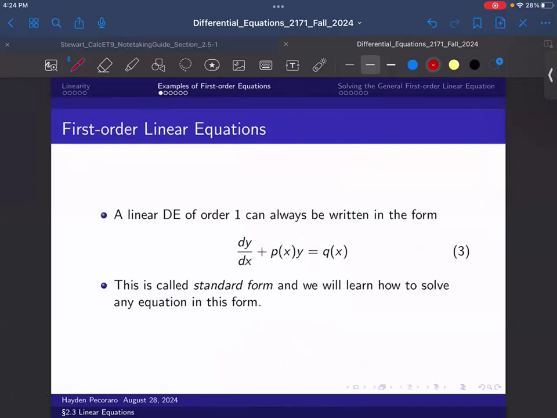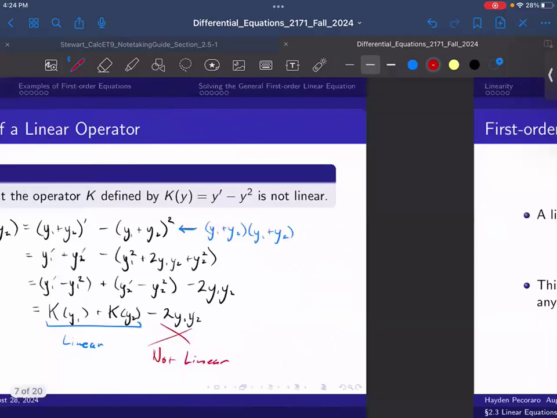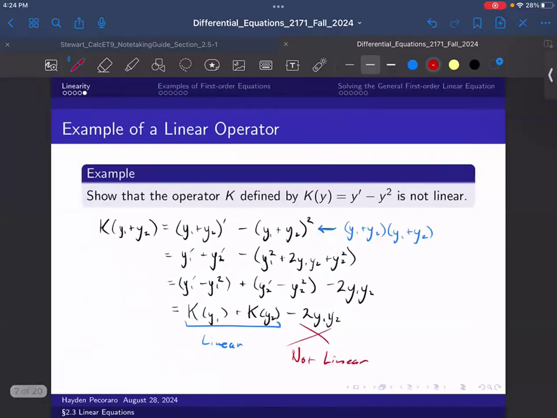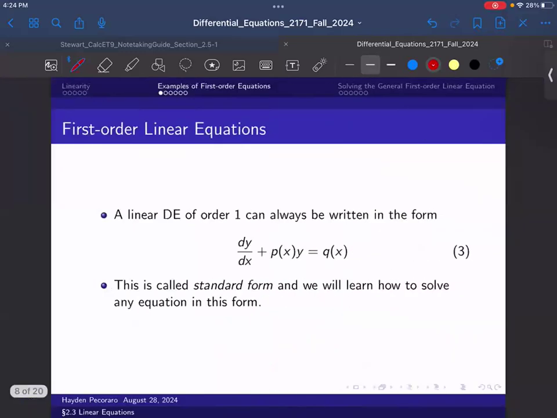So moving on to our next section, we want to start solving. The next thing that we want to do is start solving first order linear equations. And we'll do that with a few examples to build up our intuition, and then we'll see what we can do to solve a differential equation of this form.